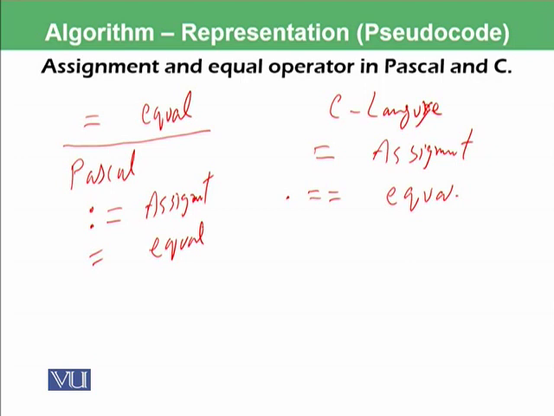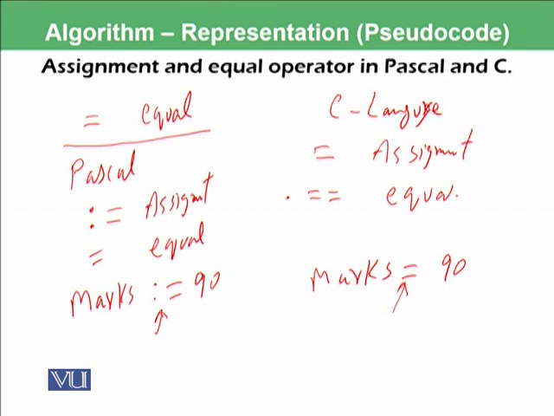This means when we want to assign a value using the Pascal language, or we are constructing a pseudocode in Pascal, then we will say marks assigned by 90. And in the C language, we will say marks assigned by 90. So we will talk of this as an assignment, but we will use different notation depending upon what we are using as the underlying language.